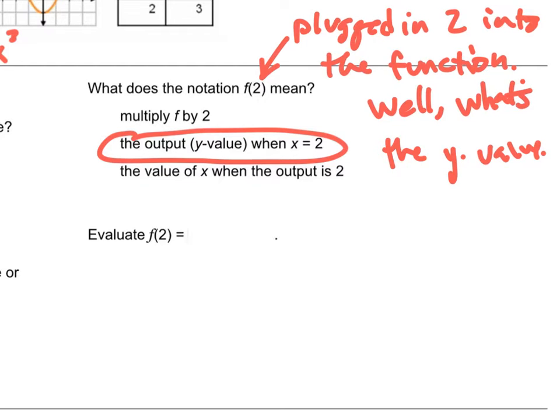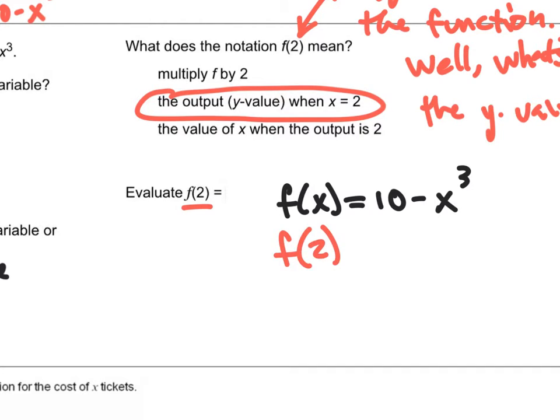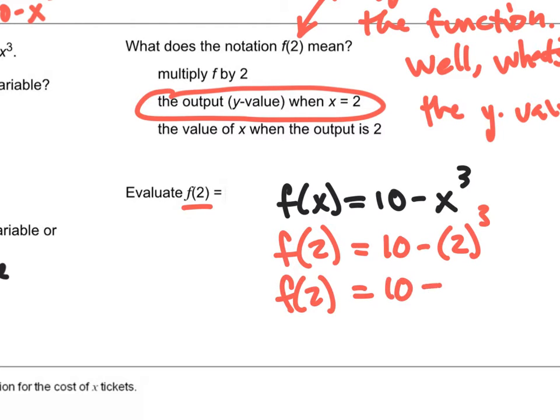So you've got f of x is equal to 10 minus x cubed. When it's asking me to evaluate f of 2, it says, okay, plug 2 into this function. And what's the y value? I'm going to do 10 minus the quantity 2 cubed. You evaluate that, and f of 2 is equal to 10 minus, what is 2 cubed? 2 times 2 times 2 is ocho, which is another word for 8.